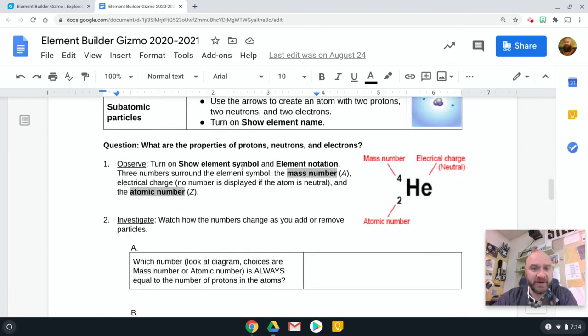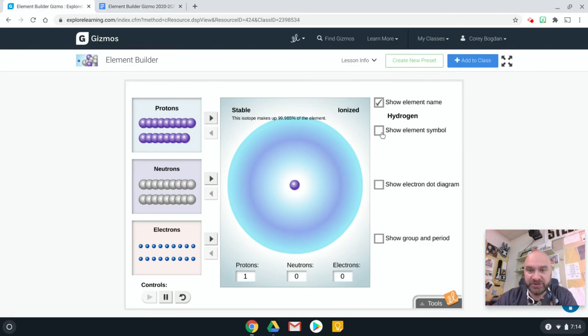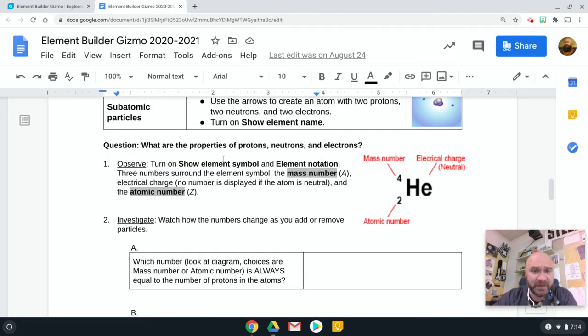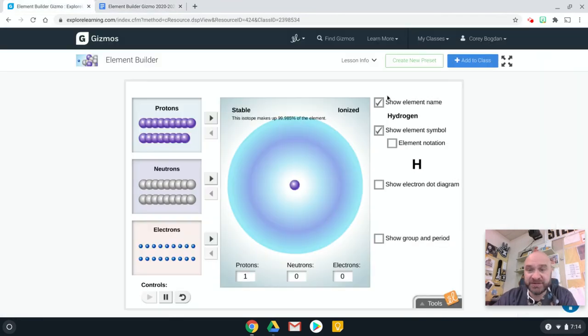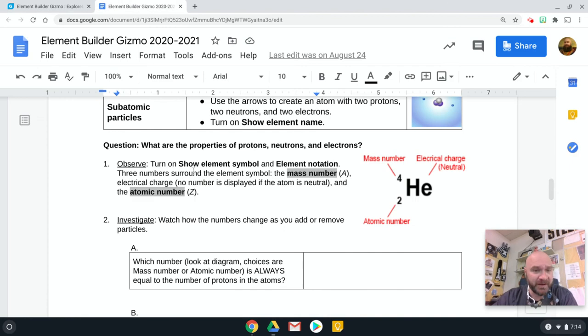Turn on show element symbol. So here's show element symbol, and we have an H for hydrogen. Okay. And element notation. So there's element notation. I've got these ones here. That's going to be important. All right. Three numbers surround the element symbol. The mass number, which is this top left number. Okay. The electrical charge, and there's no number if the element is neutral or balanced. And then the atomic number is this down here, the bottom left number.